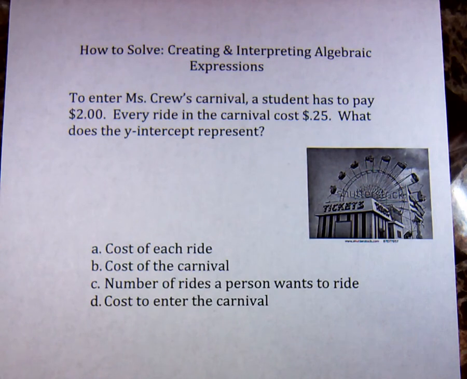To enter Miss Cruz's carnival, a student has to pay $2. Every ride in the carnival costs 25 cents. What does the y-intercept represent? A, cost of each ride. B, cost of the carnival. C, number of rides a person wants to ride, or D, cost to enter the carnival.